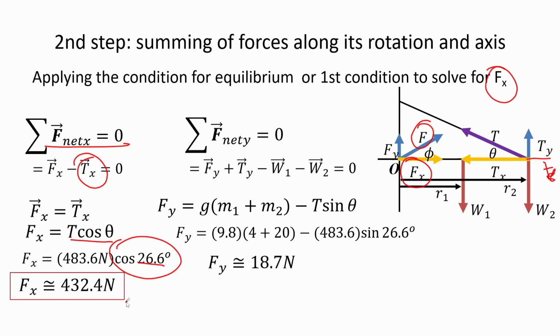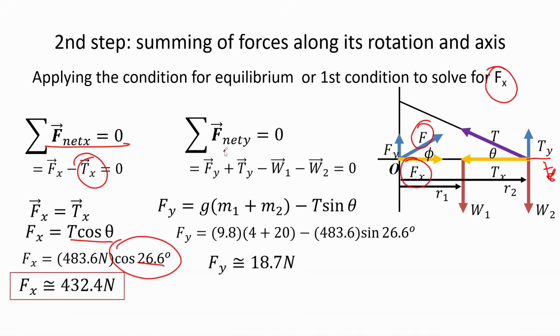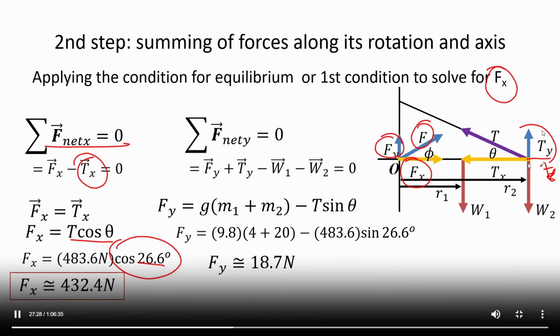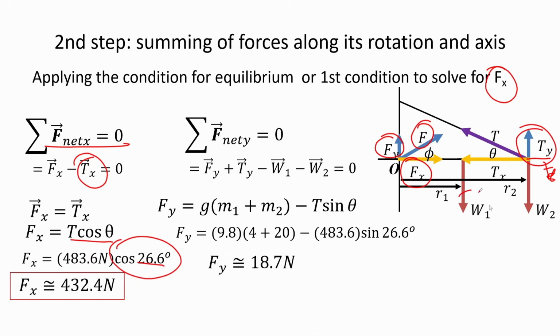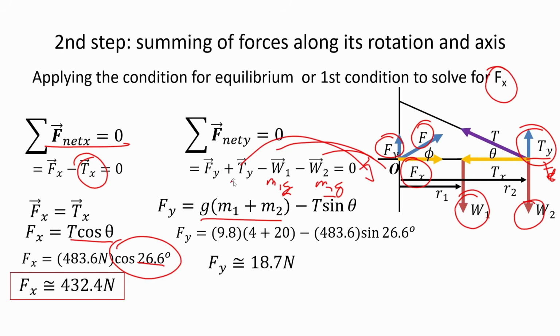Since we are here, let's solve Fy. So along the sum of forces along Y, you have Fy going upward, plus Ty going upward, minus weight 1 and weight 2. Weight 1 and weight 2 are just M1G and M2G, so we factor out the G here. Before that, we transpose the two to the other side, hence it becomes positive. If you transpose Ty to the other side, it becomes negative. So Ty is just T sine theta.